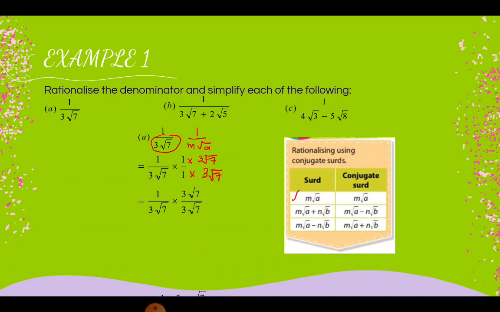Okay, so next we need to multiply each term, right? So this one, the numerator multiplies with the numerator, the denominator multiplies with the denominator. So we will have this part for the denominator. So basically we will have 3 surd 7 over 9 times 7, because surd 7 times surd 7 will have 7 only. So the answer would be 3 surd 7 over 63. Okay, simple, right? Okay, let's move on to B.